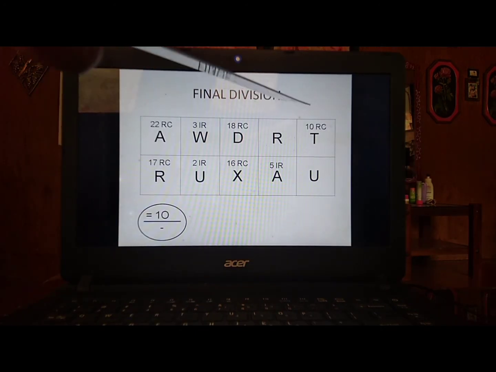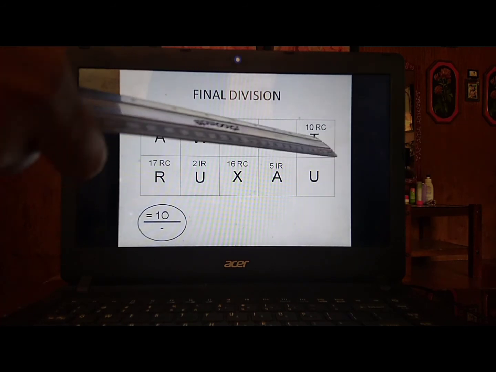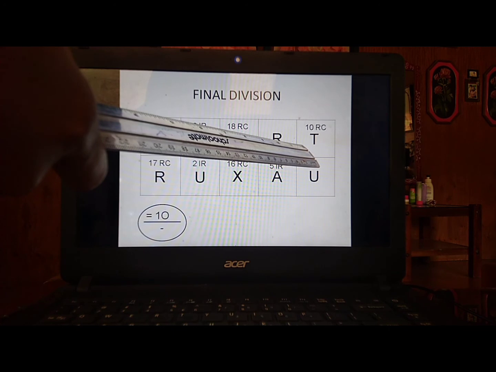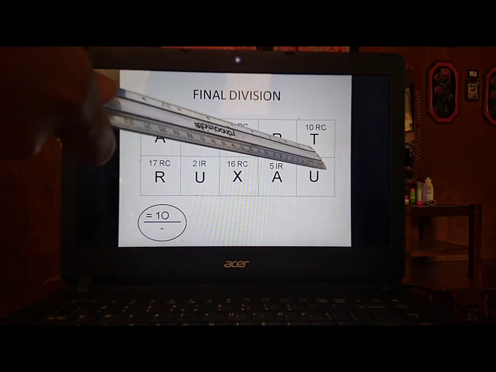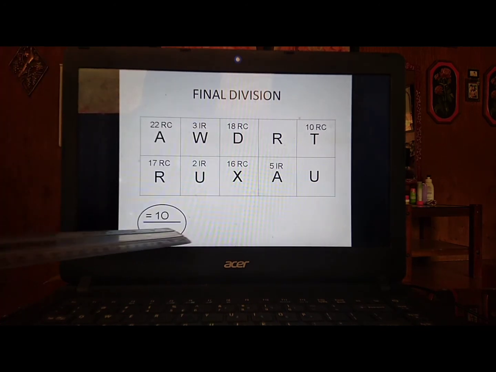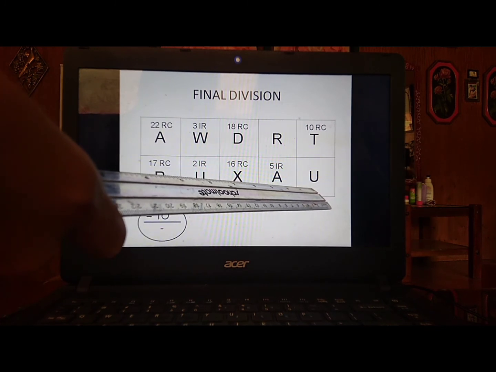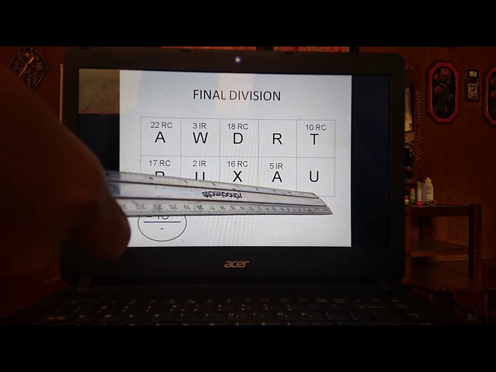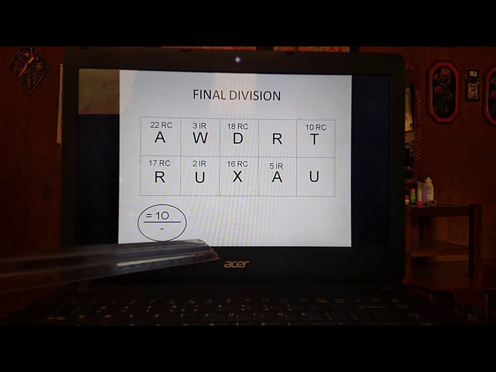Final division. We have to focus on our 2 little fingers. From the right side of the little finger, we have here a tented arc that has 10 ridge count, so we will put 10 in the numerator. The next is ulnar loop. Since it is ulnar loop, which means it does not have a value, we need to put a dash in the denominator, and this completes the final division.